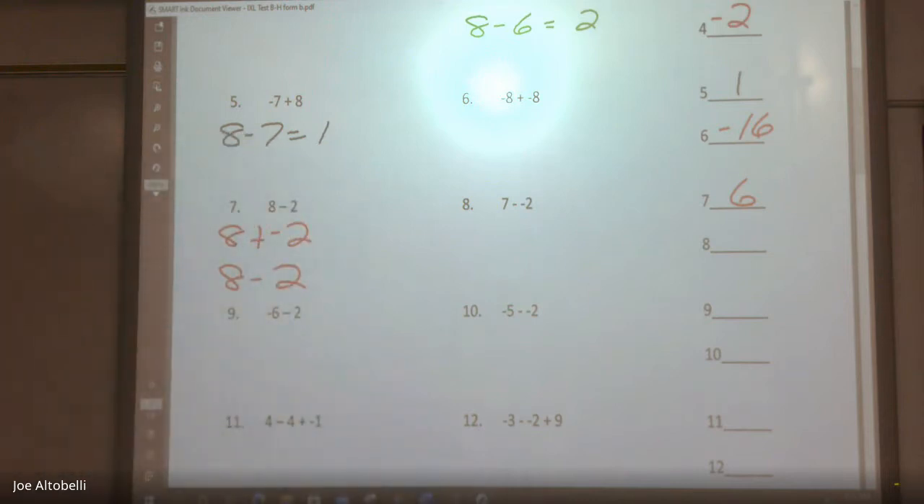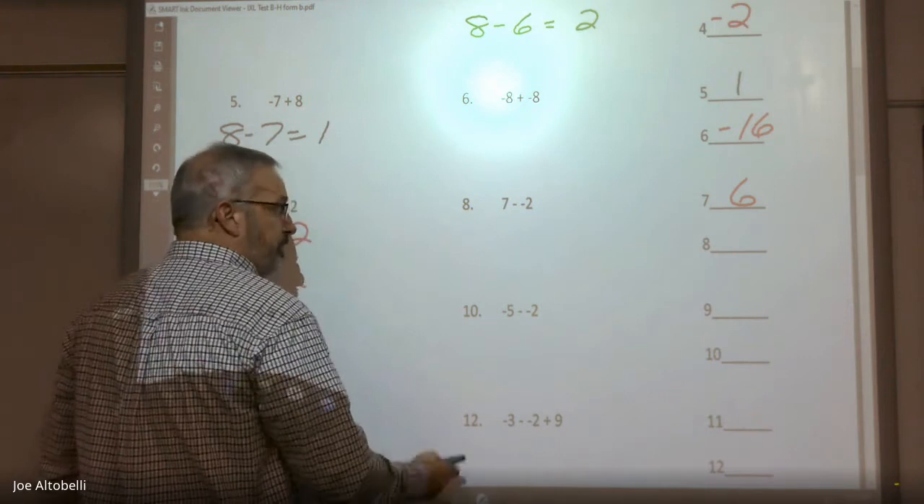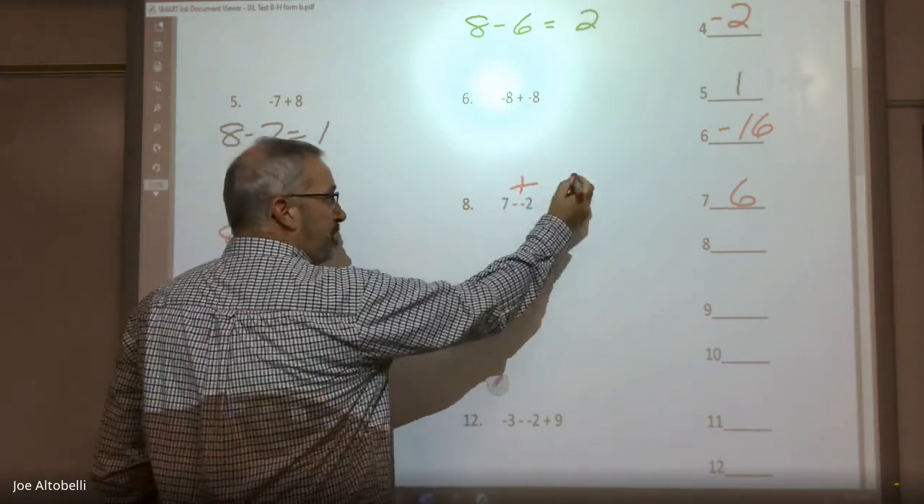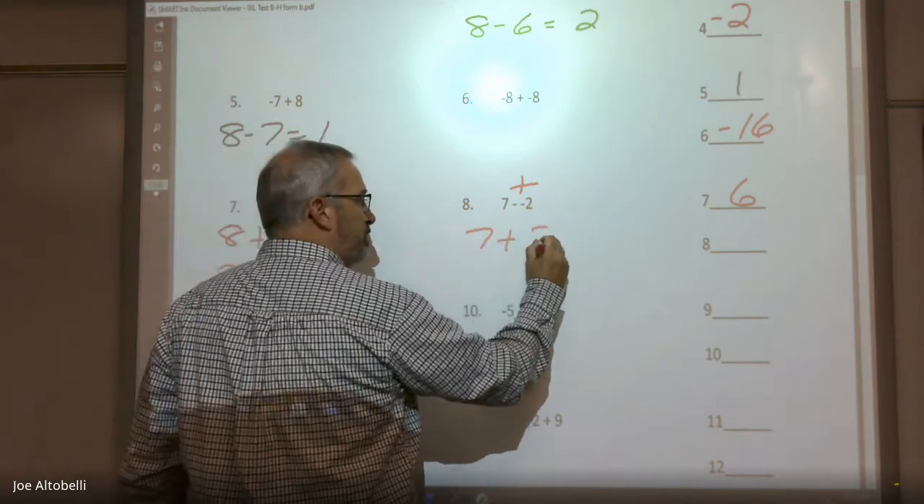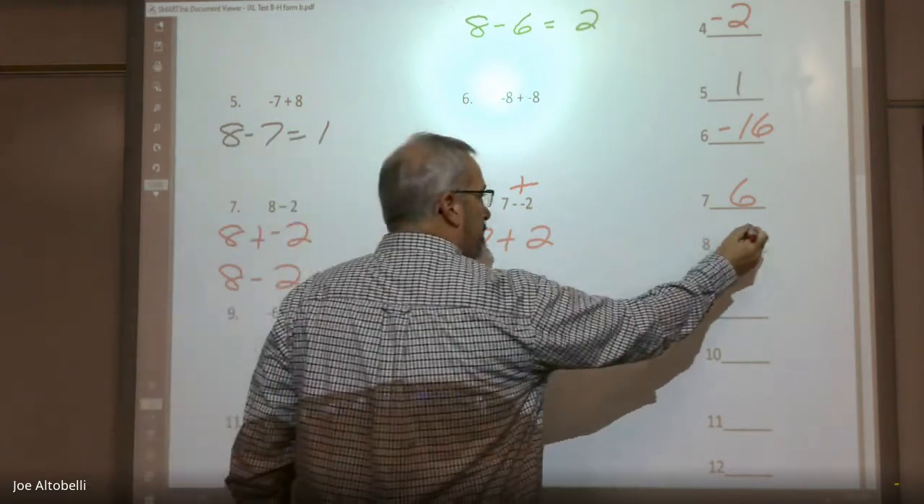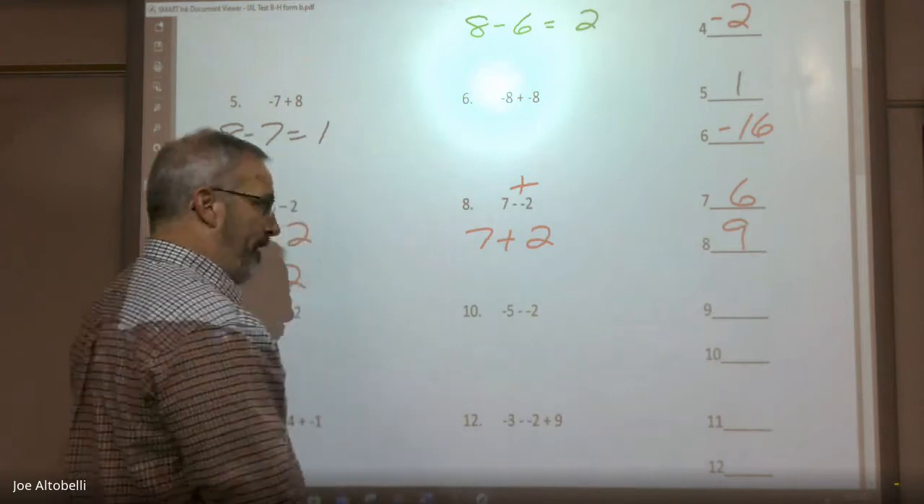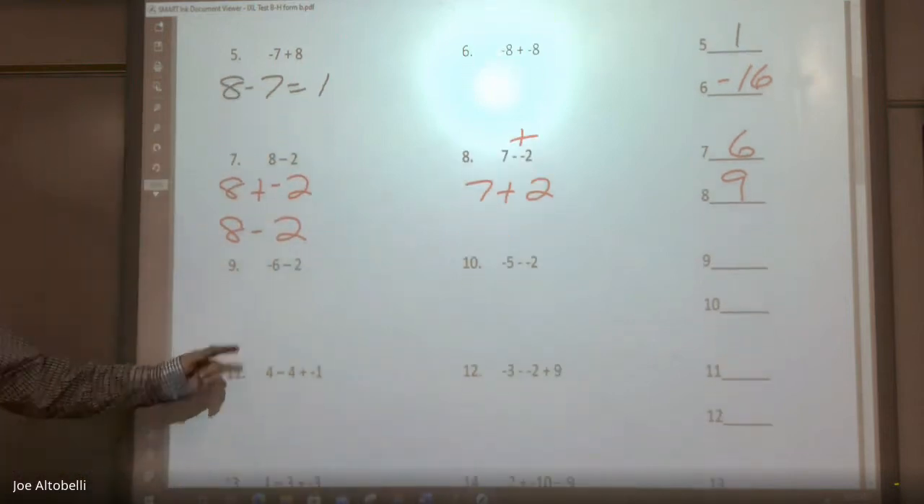Number 8. Seven minus a minus. Remember, you could just change the minus a minus to a big plus, or you could rewrite it. 7 plus 2 is 9. 9.